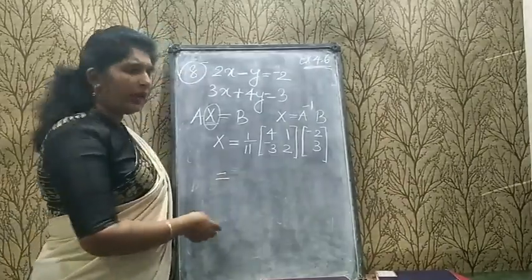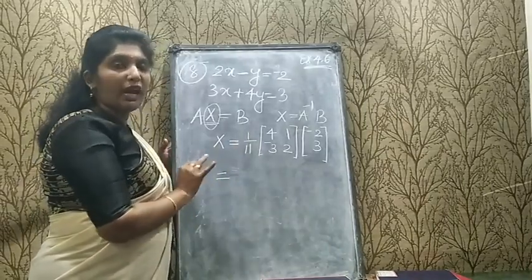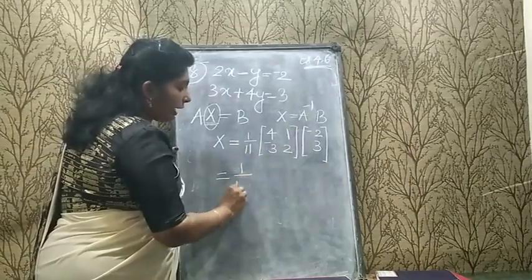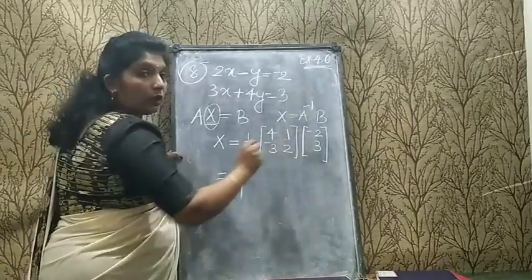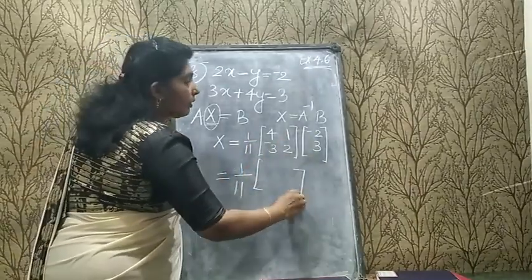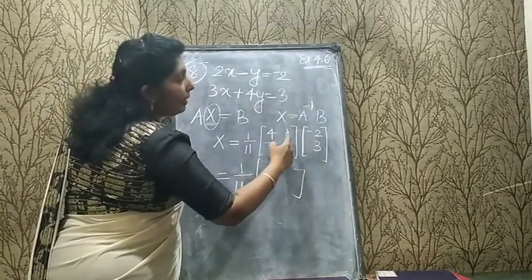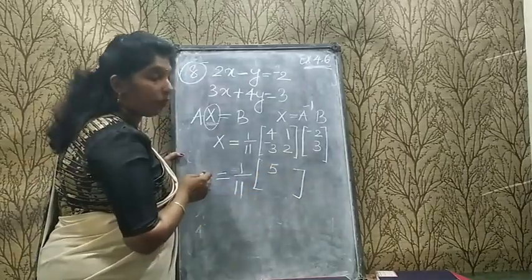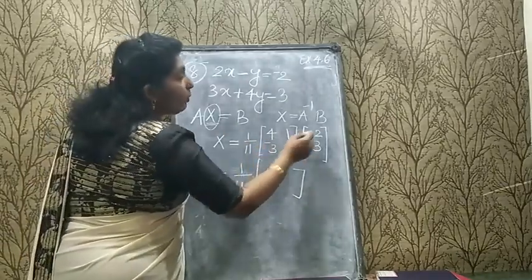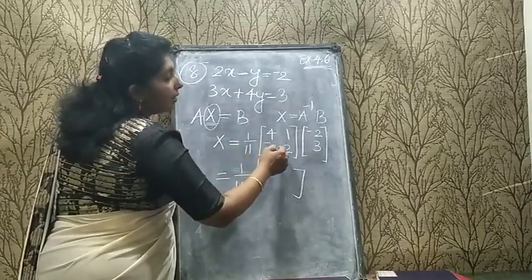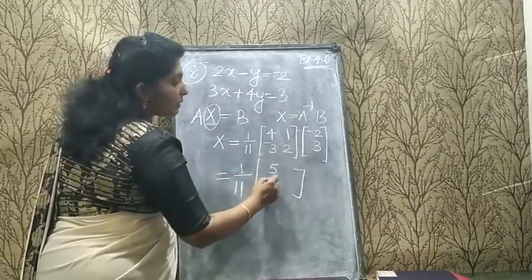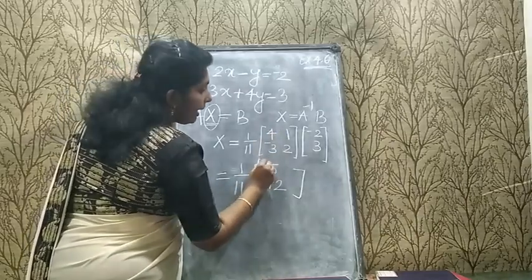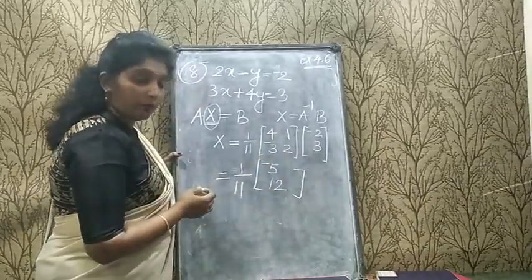So when we multiply, if it is possible, 1 by 11, let it be as it is. Then the calculation will become easy to do, okay? So 1 by 11 I am writing as it is. I will be taking the product of these two. So that is 4 into minus 2, minus 8, plus 1 into 3, 3. Minus 8 plus 3 will be minus 5. And minus 3 into minus 2, that is 6, plus 3 into 2, that is 6. So 6 plus 6 is equal to 12. So here this is minus 5 and 12.